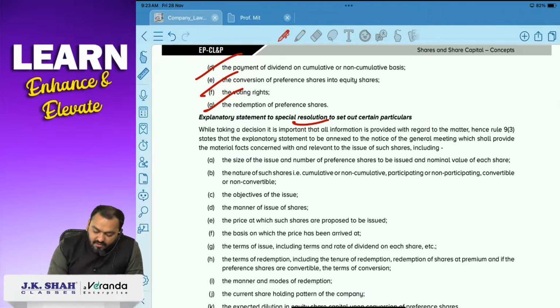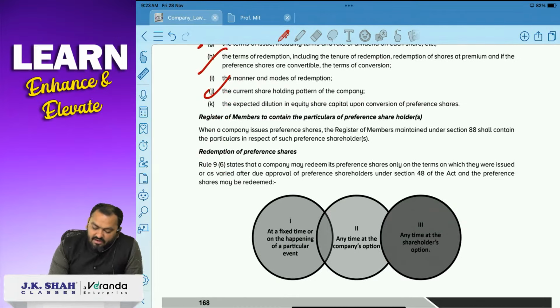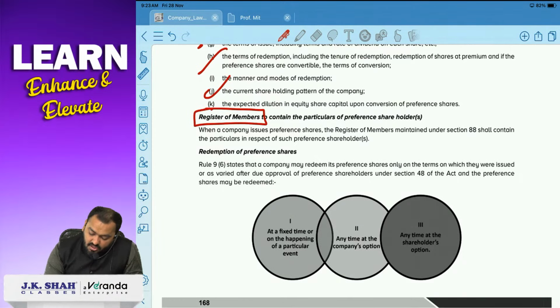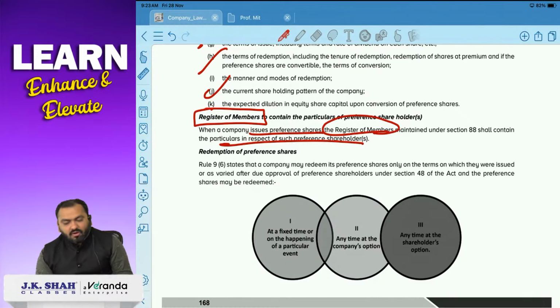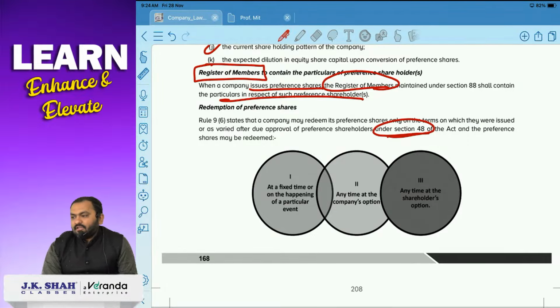Then we told you for passing SR in general meeting you need to attach explanatory statement. Explanatory statement shall have all these details. Then their names shall be entered in ROM. Yes, the names of the preference shareholders are entered in ROM. Are you getting the point? Same to same. Then redemption must be as per issue terms only. If you want to change, then you need to comply with section 48.